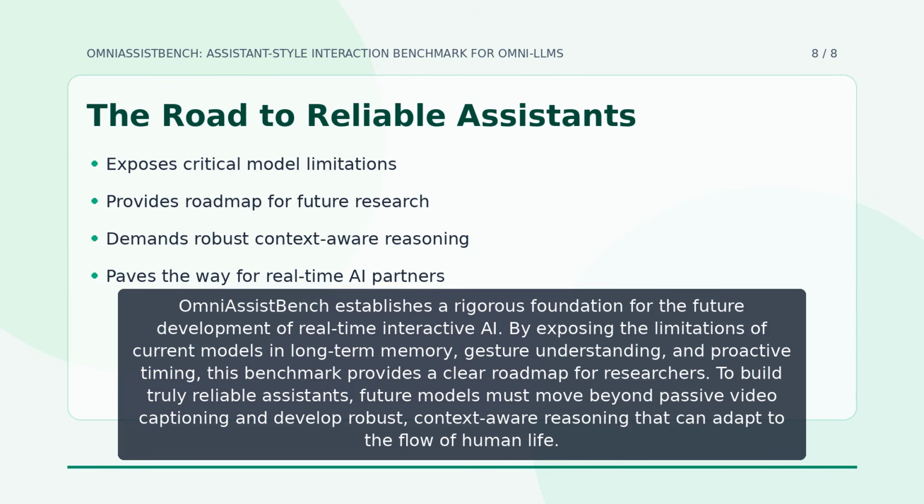OmniAssistBench establishes a rigorous foundation for the future development of real-time interactive AI. By exposing the limitations of current models in long-term memory, gesture understanding, and proactive timing, this benchmark provides a clear roadmap for researchers. To build truly reliable assistants, future models must move beyond passive video captioning and develop robust, context-aware reasoning that can adapt to the flow of human life.